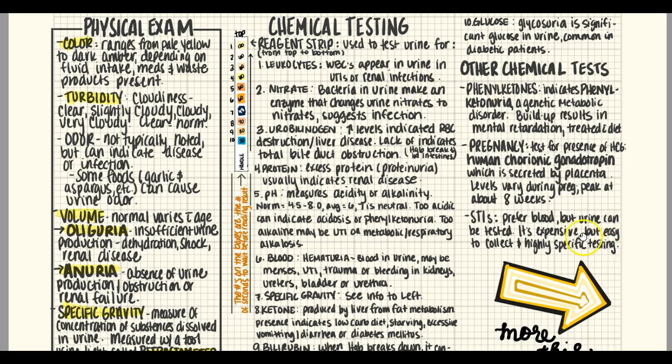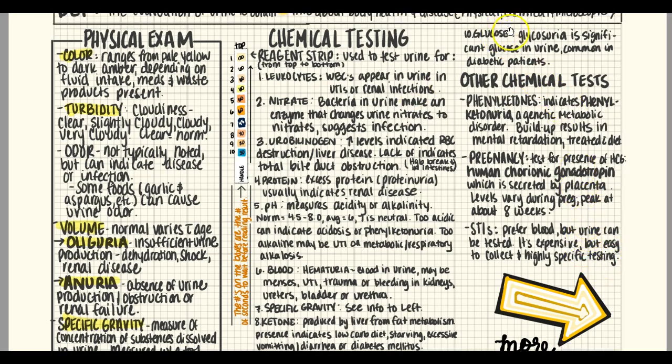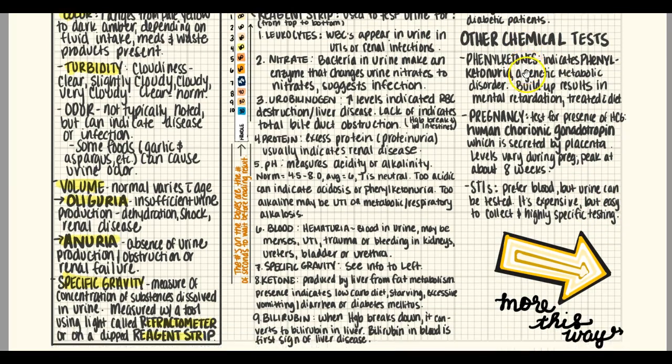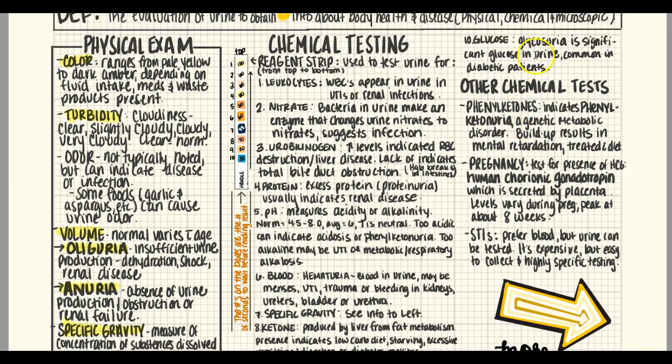Number 9 we already talked about, and then lastly, number 10, glucose. Glycosuria is glucose in the urine. If glycosuria is significant, so it's an excessive amount of glucose in the urine, it is common in diabetic patients. So if a person comes in and they have a high reading of glucose in their urine, then that could be an indicator for diabetes if a patient doesn't know that they are already diabetic.